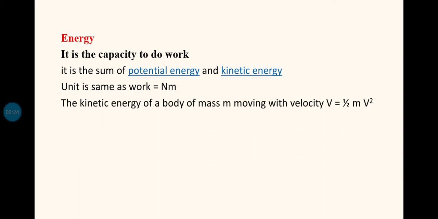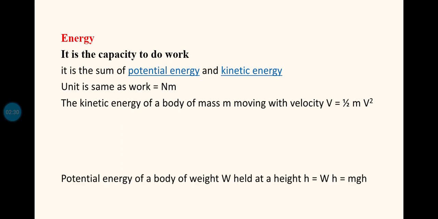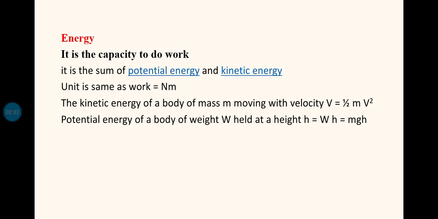The kinetic energy of mass m moving with velocity v is given as half m v square. I think all will know this. And the potential energy of a body of weight w held at a particular height h is w into h, or mgh. That is the equation to calculate kinetic energy and potential energy. Kinetic energy equals half m v square and potential energy equals mgh.